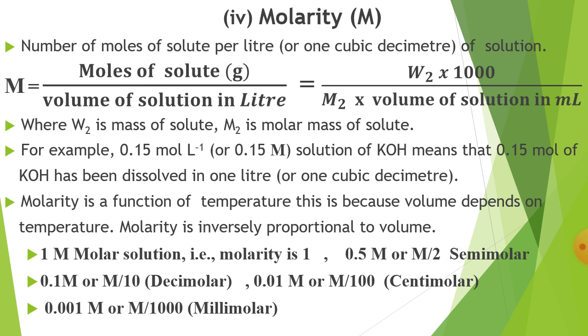Now for example, if it is given like this 0.15 mole per liter or 0.15 capital M solution of KOH, this means that 0.15 mole of KOH has been dissolved in 1 liter or 1 cubic decimeter. So by this you can find the moles and volume of solution.